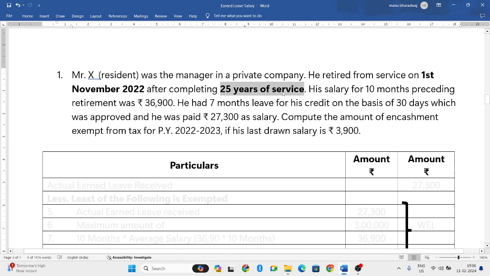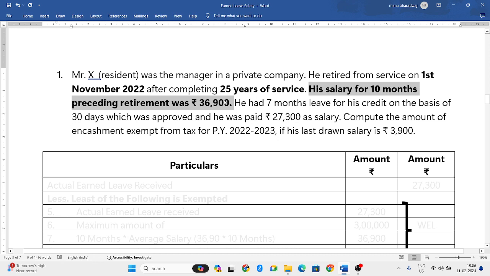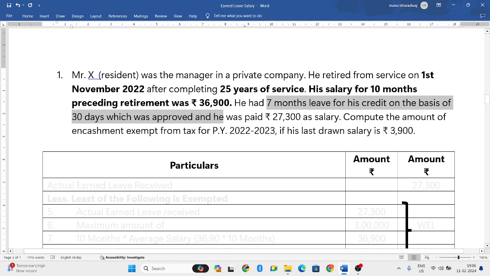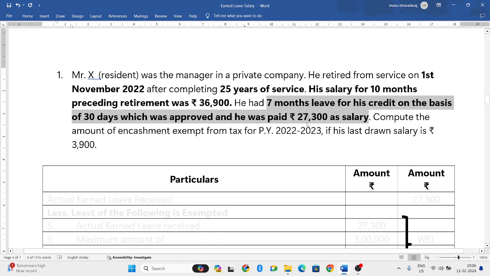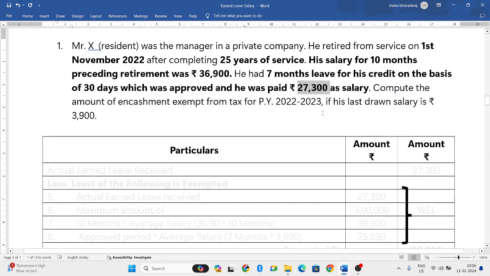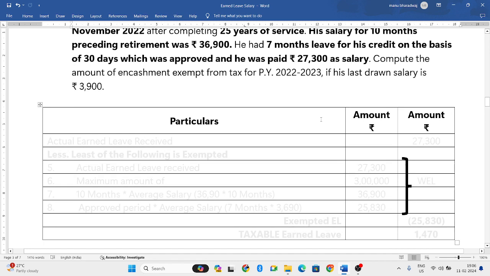His salary for 10 months preceding the retirement was 36,900. He had 7,000 leave to his credit on the basis of 30 days, which was approved, and he was paid 27,300 as leave salary. And 7 months leave he had balance in his account. Compute the amount of encashment exempt from tax for the previous year 22-23 if his last drawn salary is 3,900. So this is the question.